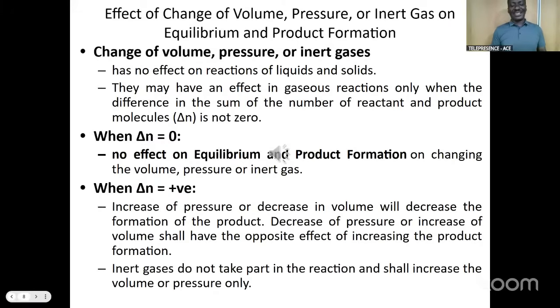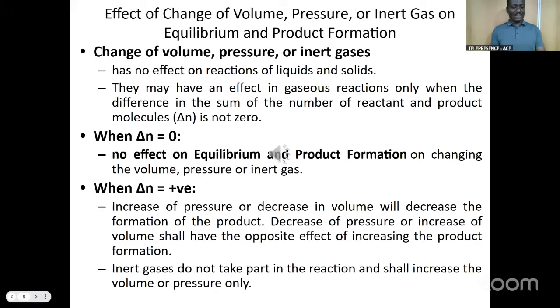So if there is an increase in pressure, you are invariably increasing the number of moles. And the side that is affected by that increased number of moles is the side that has more number of moles, since pressure is proportional to number of moles.